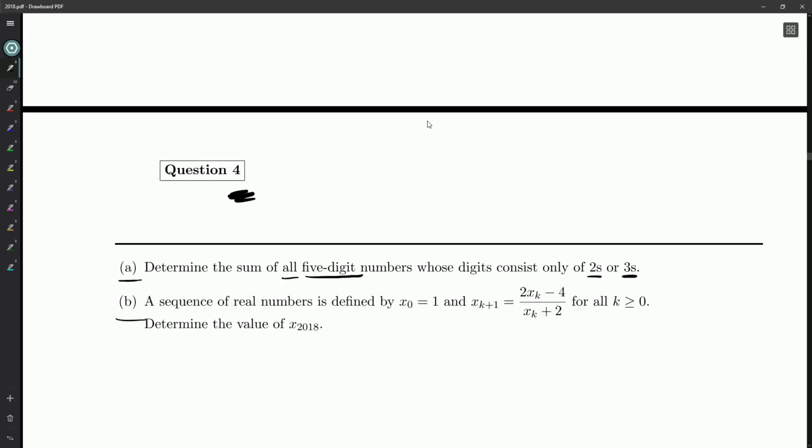A sequence of real numbers is defined by x0 is equal to 1, and x_{k+1}, so we're defining it recursively, is 2 times x_k minus 4 over x_k plus 2. Determine the value of x_2018.